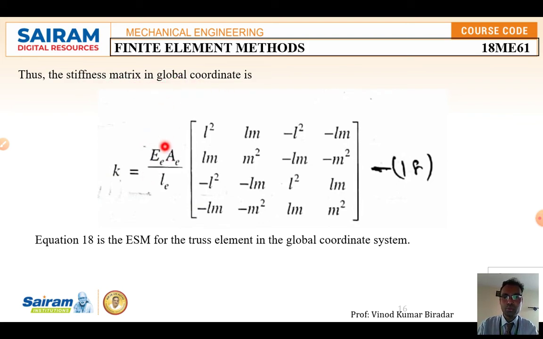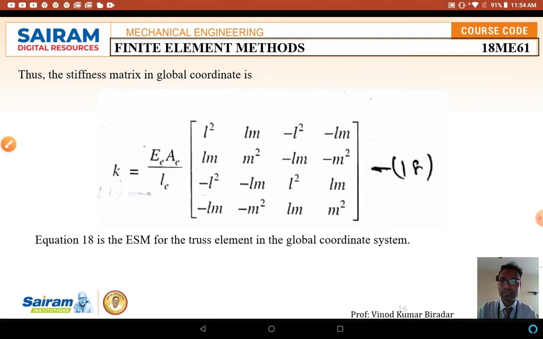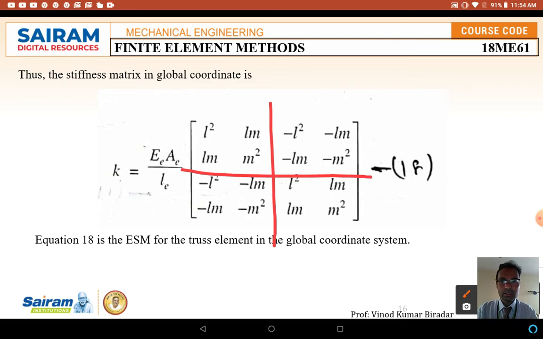This is the most important formula. You have to remember this formula. How to remember this? It is symmetric. Just draw one line here, so this is symmetric. Observe here, the opposite should be symmetric: l² means here also l², and minus lm means minus lm.